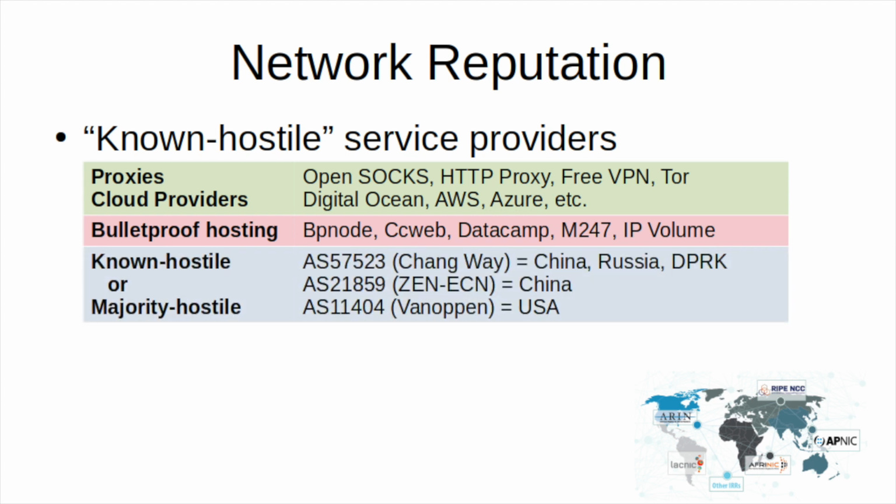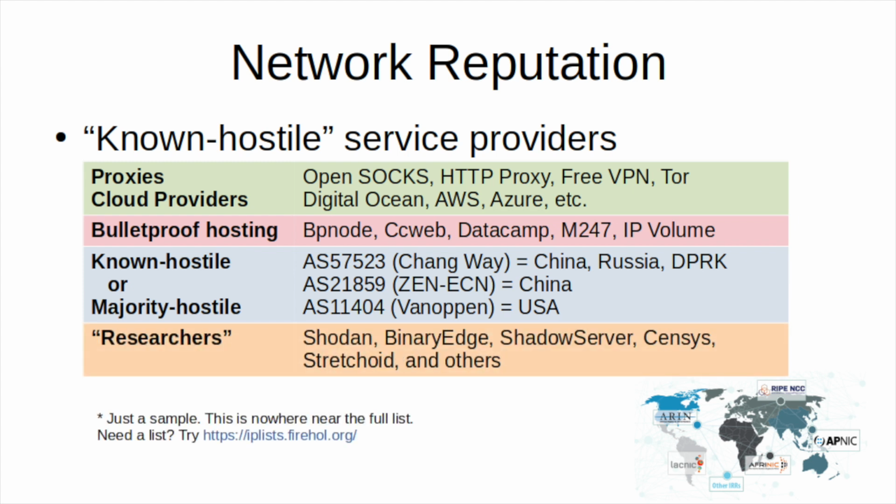There are also known hostile or majority hostile service providers, where every packet from them, or almost every packet, is some kind of scan or attack. One of the big ones right now is Changwei. They geolocate to the tri-country region of Russia, China, and North Korea. If you want to see where North Korea is attacking from, take a good look at Changwei.